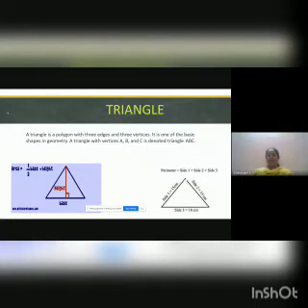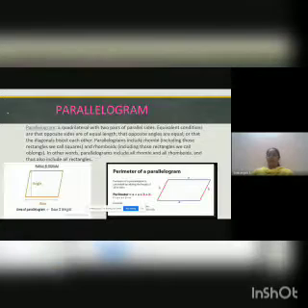Now you are going to learn something new about some more types of quadrilaterals. This is a parallelogram. A parallelogram is also a quadrilateral with two pairs of parallel sides, and opposite angles are equal. Opposite sides are also equal and diagonals bisect each other. So area of a parallelogram is base into height, and perimeter of a parallelogram is same as a rectangle, that is 2 into A plus B.